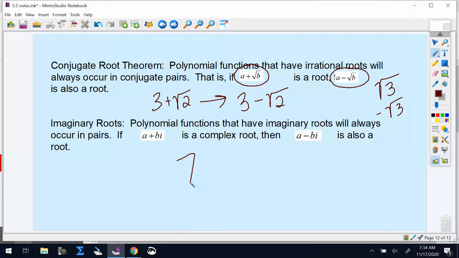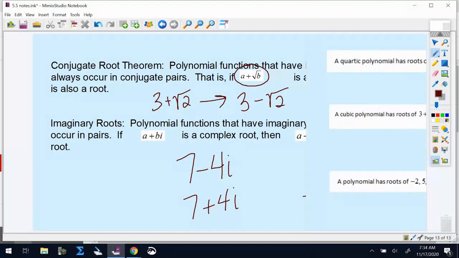So if 7 minus 4i is an imaginary zero or imaginary root, then that means 7 plus 4i is also. If it's something as simple as just 8i, then it would also have negative 8i. So again, they come in pairs. Square root solutions, square root zeros come in pairs, imaginary ones come in pairs. So you'll be asked really quick questions.